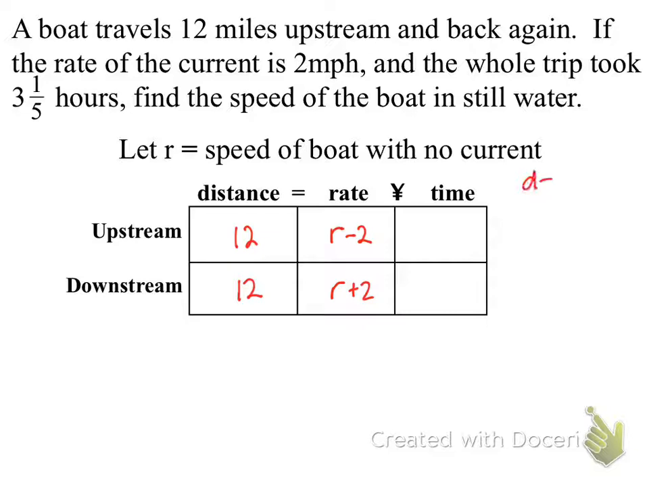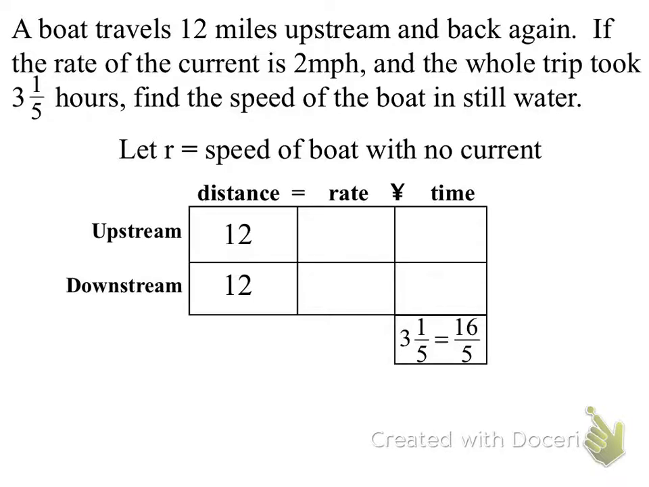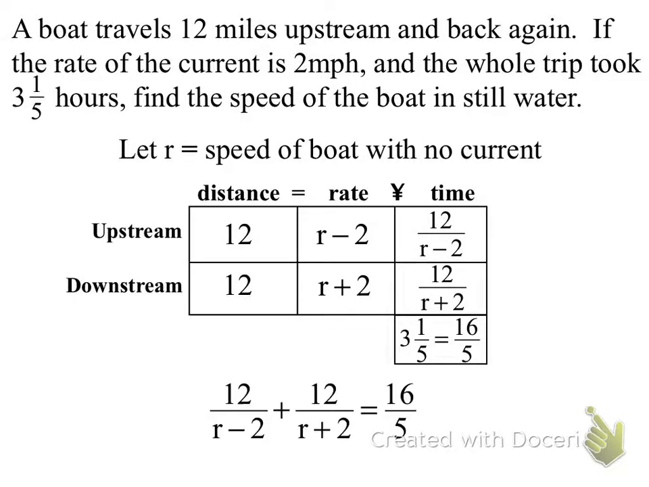Now, isn't distance equals rate times time, right? If we're looking for time, isn't that the same as time equals distance over rate? So what am I going to put in for the time? The only thing we know is that together, it's 16/5 or 3 1/5. So what am I putting in? 12 over r minus 2 for upstream, and 12 over r plus 2. And there is my equation.